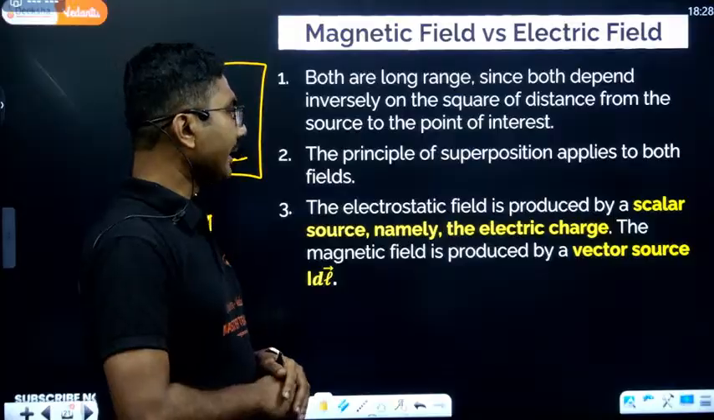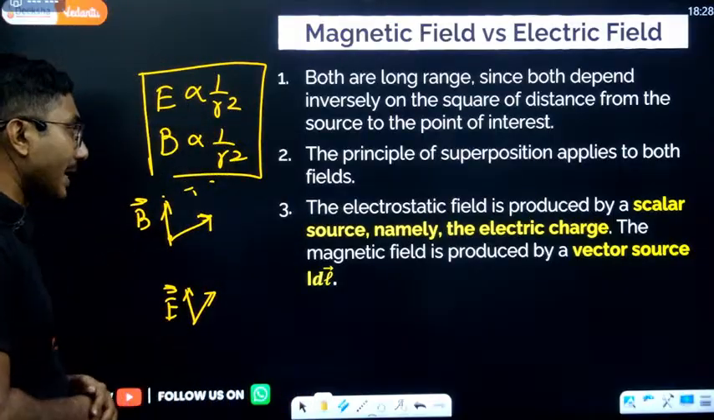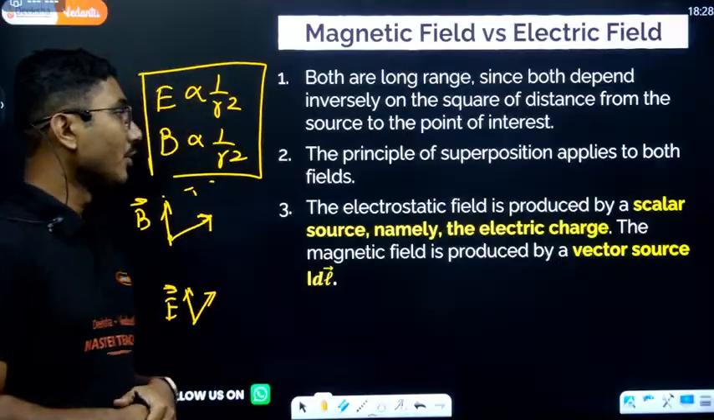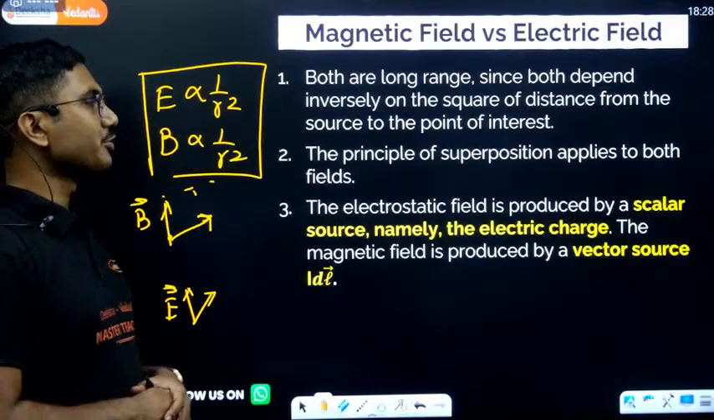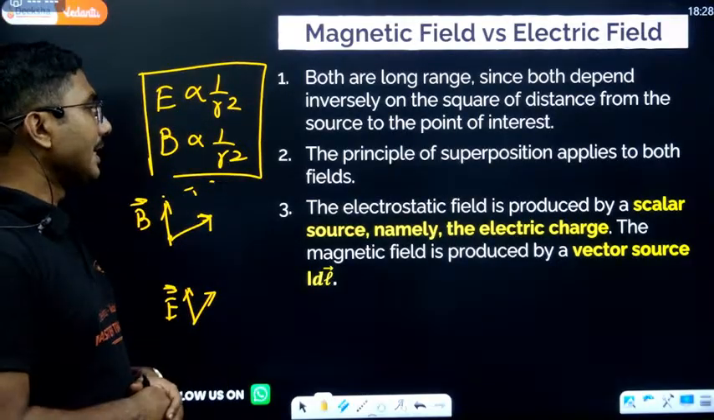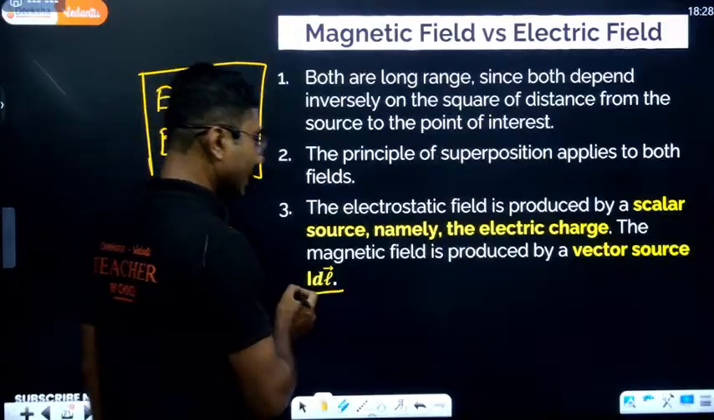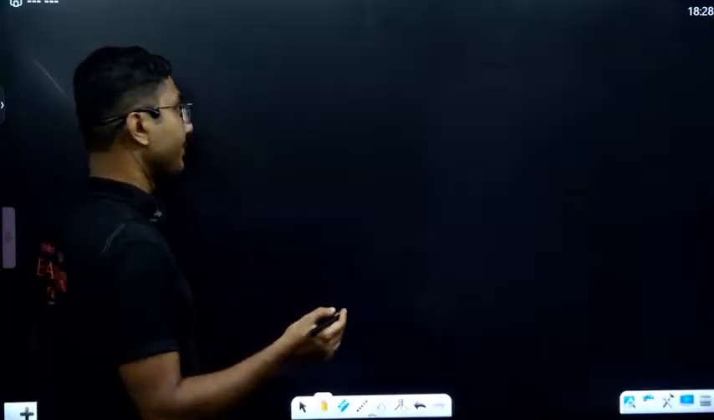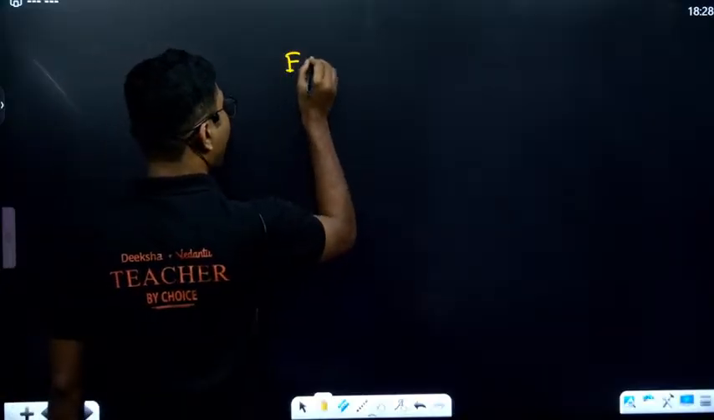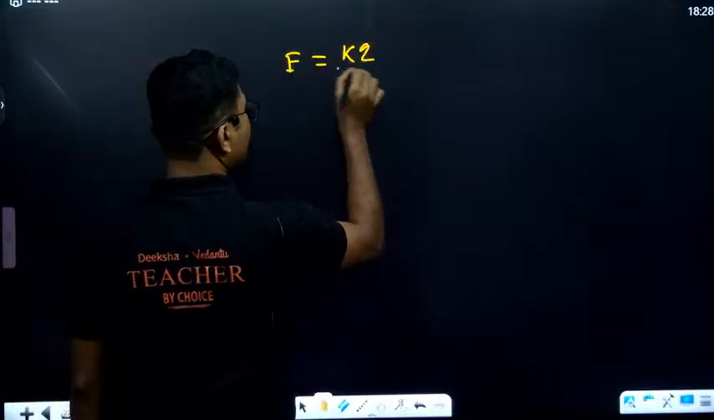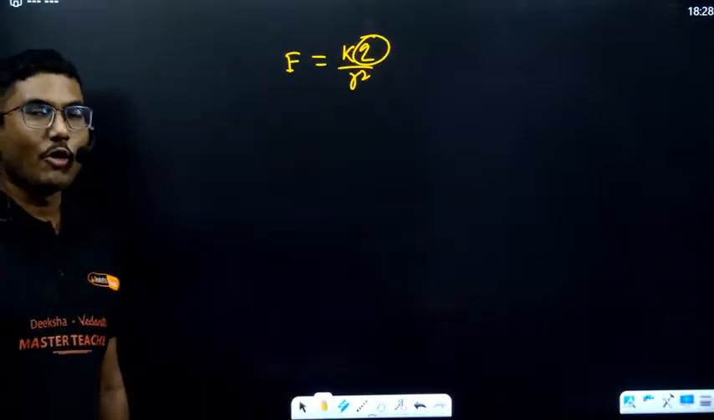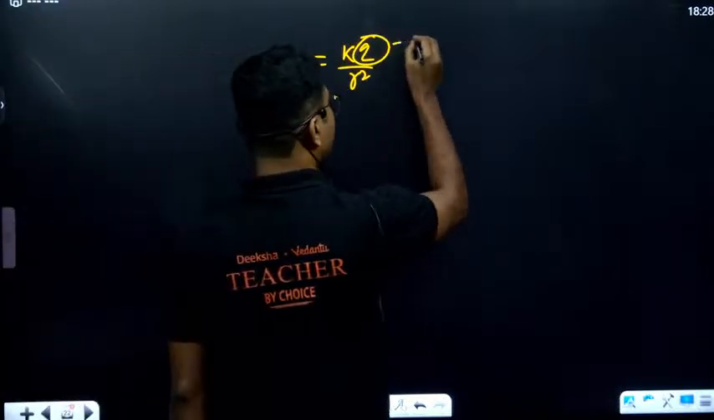The electrostatic field is produced by a scalar source, namely an electric charge. The magnetic field is produced by a vector source, namely I dl. So that is the major difference. What produces the electric field? Electric field is given by kq upon r square. So here the electric field is produced by a point charge. Charge is a scalar quantity.